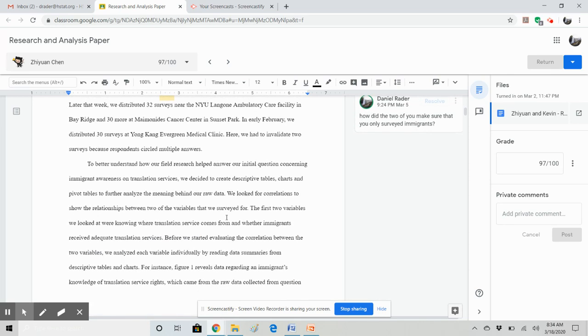When we look at the 4th paragraph, this is the beginning of their field research in terms of the data. So I'm just going to read this opening sentence. They wrote, "To better understand how our field research helped answer our initial question concerning immigrant awareness on translation services, we decided to create descriptive tables, charts, and pivot tables to further analyze the meaning behind our data." What I like about that is they're very clear to the reader in terms of what it is that they did to organize their data analysis.